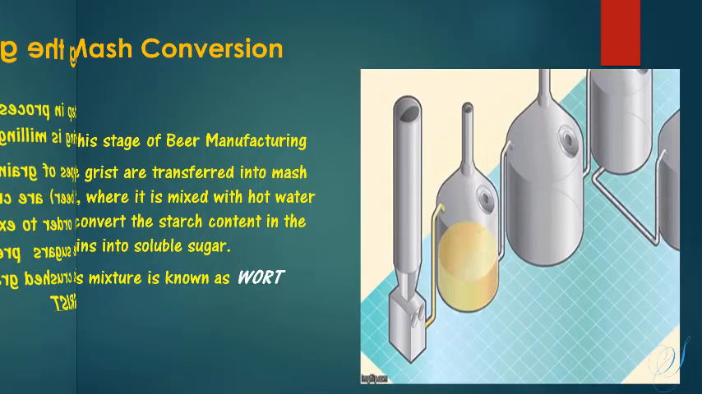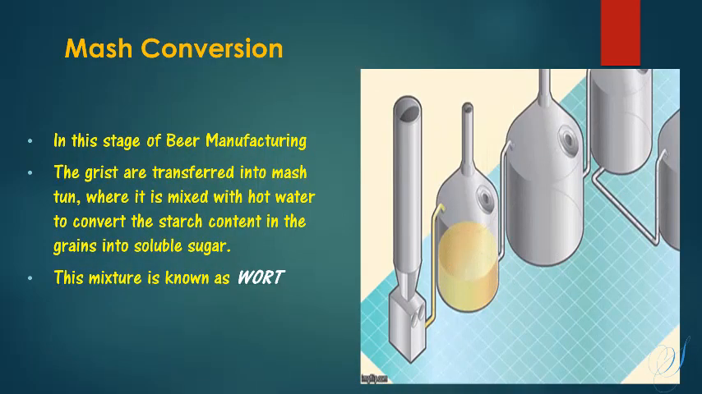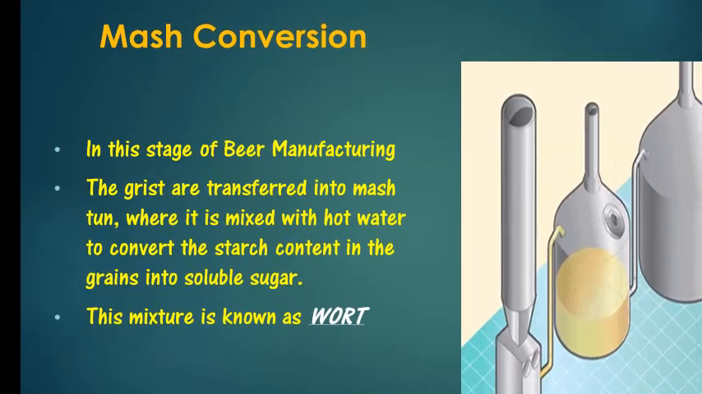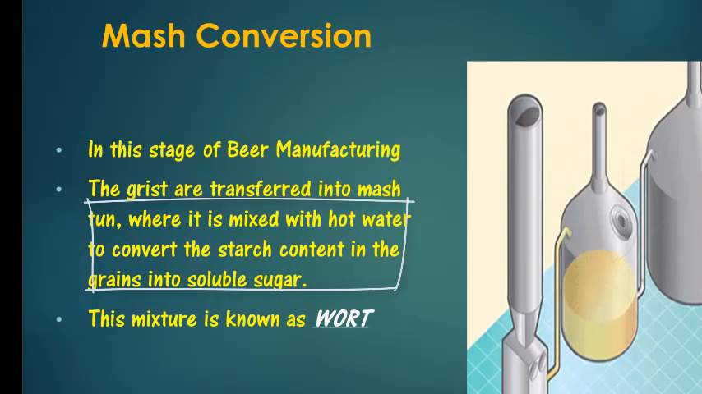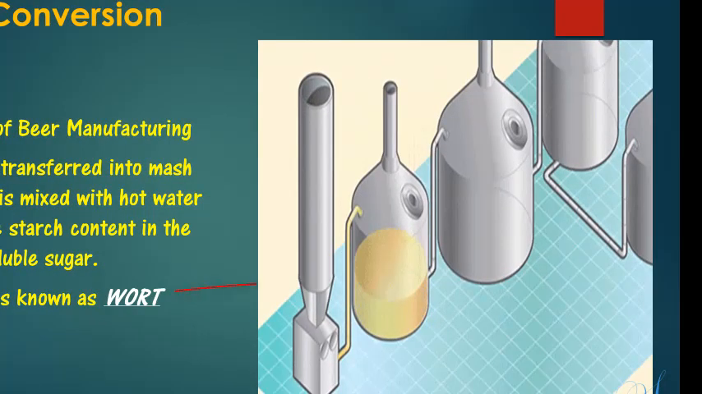The next step is mash conversion. In this process, the grist is mixed with hot water to convert the starch in the grains into soluble sugar. This mixture is called wort.